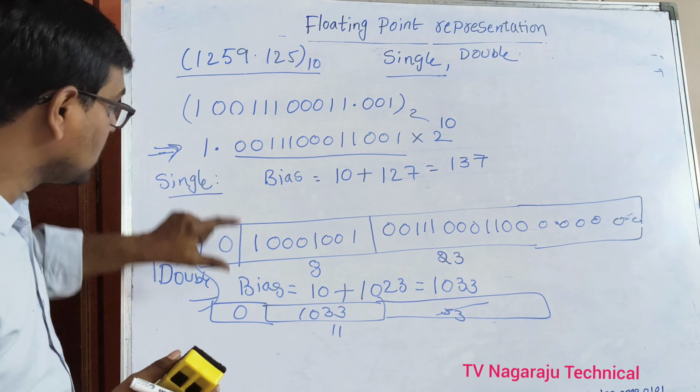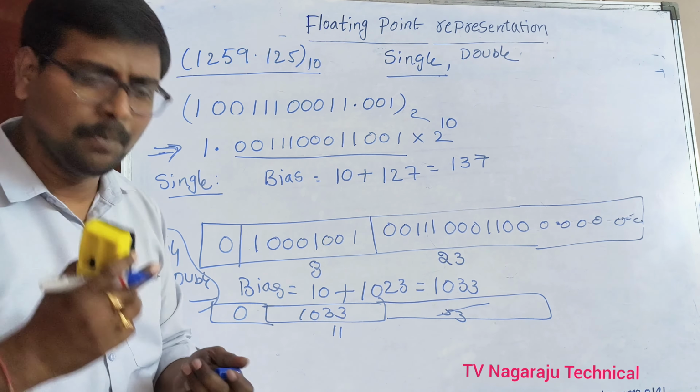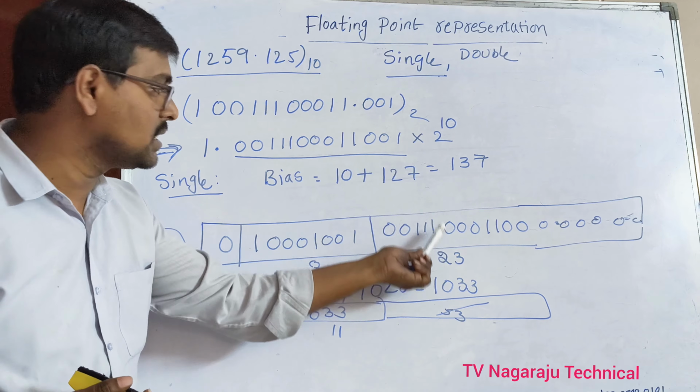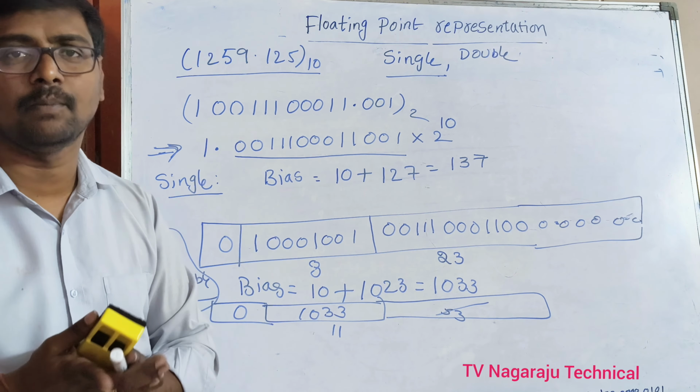This is single precision and double precision. The main important thing is the understanding of the bias. If you add the bias, it is very easy to represent the numbers.